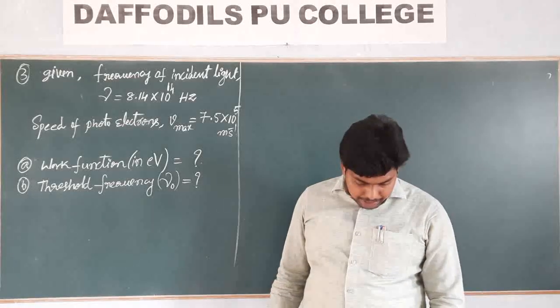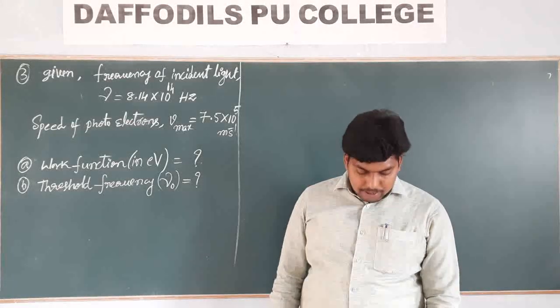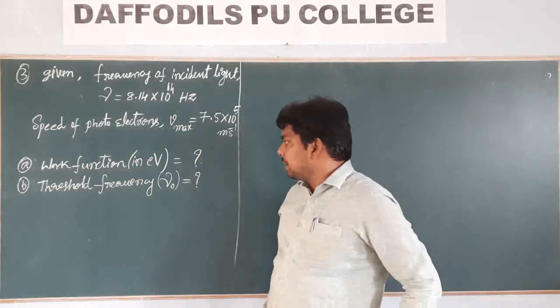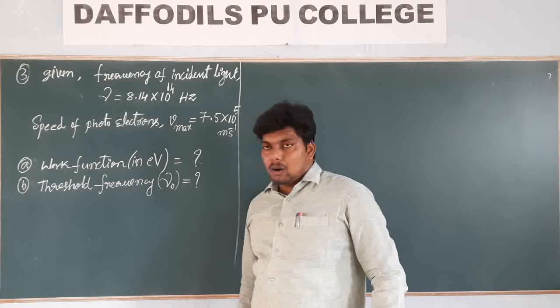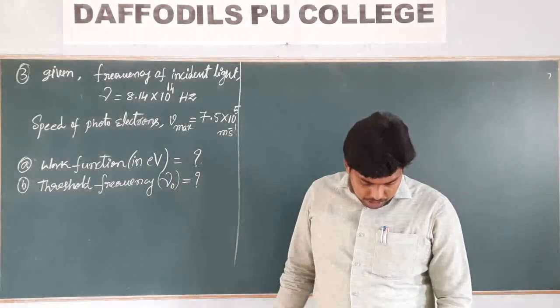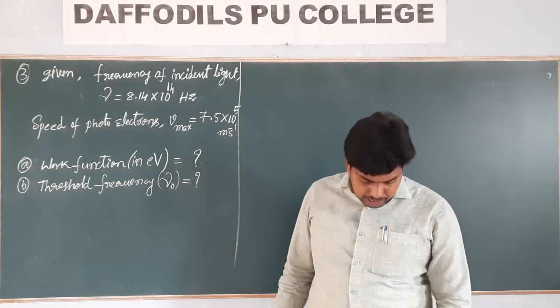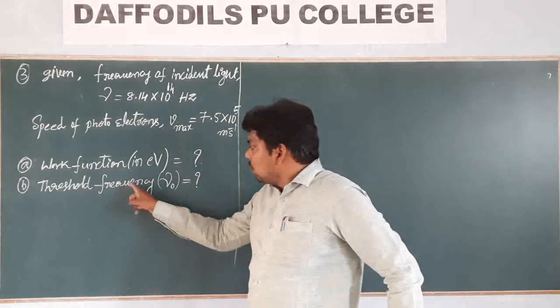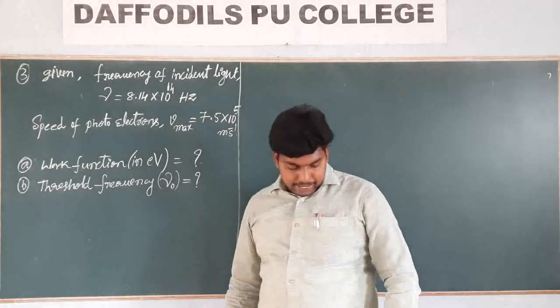Then what we have to calculate? First we will calculate the work function of the metal in terms of electron volt. Next, calculate the threshold frequency for photon emission of electrons. Threshold frequency we have to calculate.